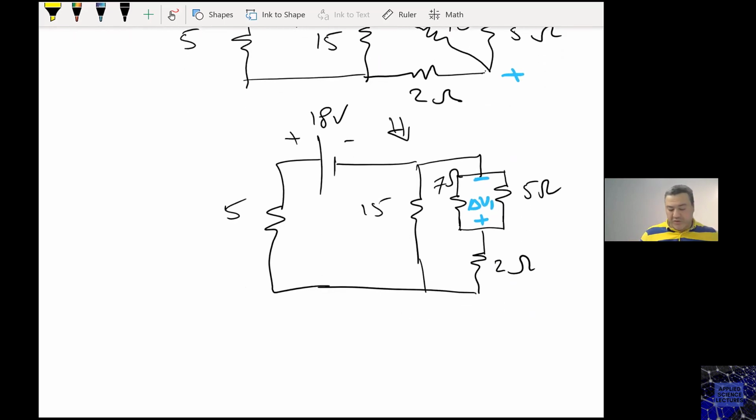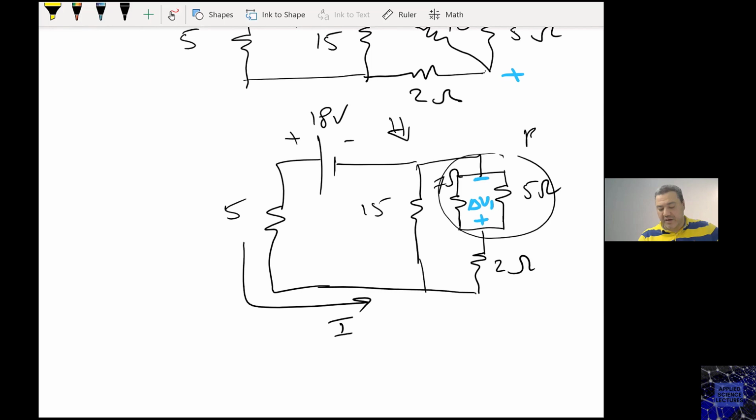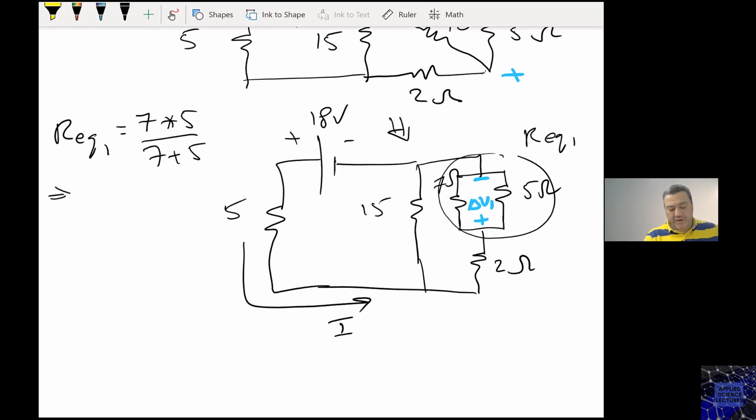In this case, we need to calculate the total current. Let's calculate the total current. I'm calling it I here. Then I will call the equivalent of this R equivalent 1, and R equivalent 1 is indeed 7 in parallel with 5. R equivalent 1 is 2.92 ohms. Then this R equivalent is in series with the 2.